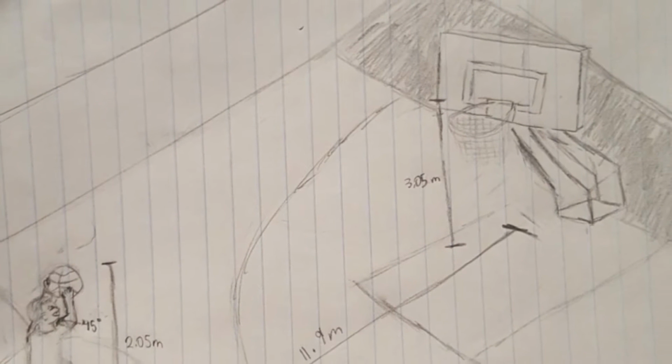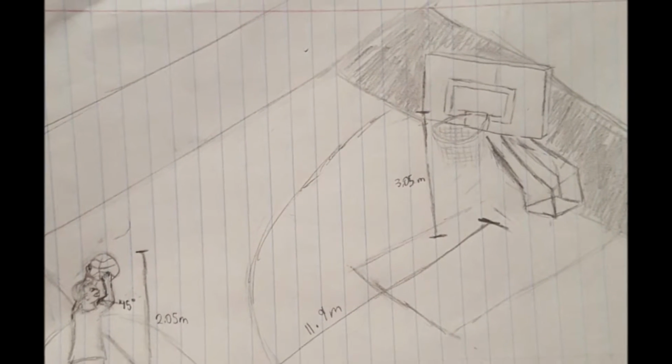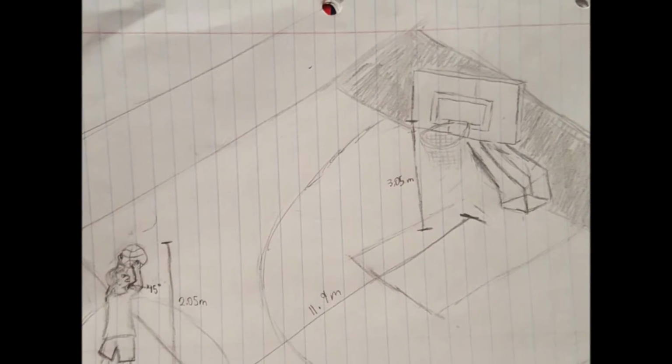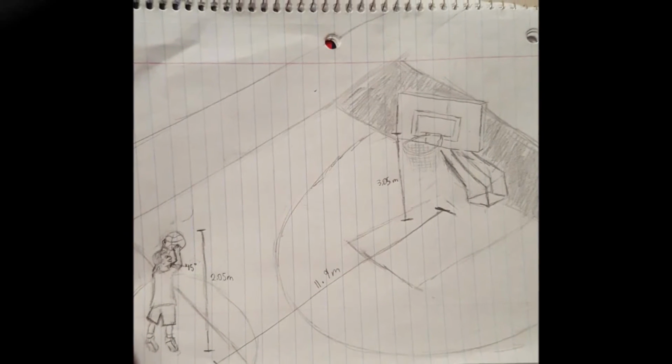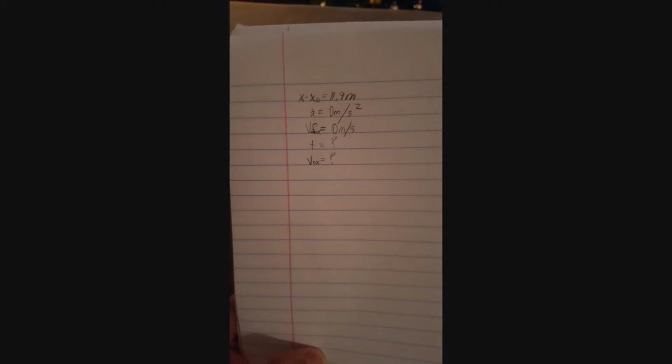When solving this problem, we're going to neglect air resistance and say that the height of the basket is 3.05 meters, and then we will list our 5 variables in the x and y direction. Displacement in the x is 11.9 meters. Acceleration in the x is 0 meters per second squared. Final velocity is 0 meters per second, and our two unknowns in the x are time and initial velocity.